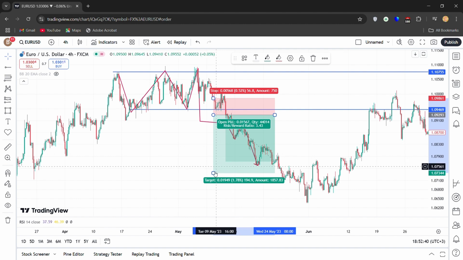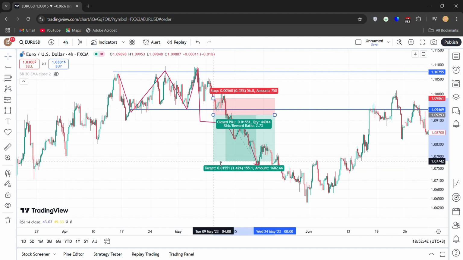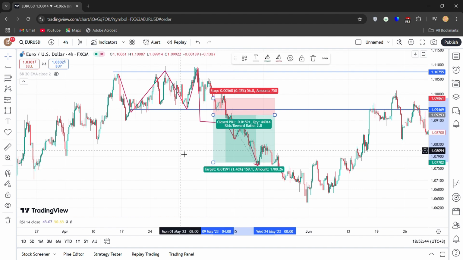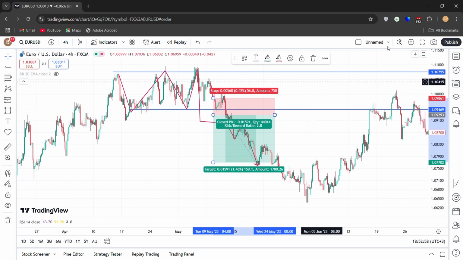And you can target a 1 to 2, a 1 to 3, or you can target the next support level you see in the market. If it was a breakout of a resistance level, you could target the next resistance level within the market, or you can use the Fibonacci retracement tools to see where you can take your profit from.